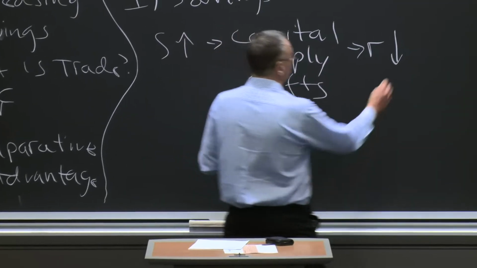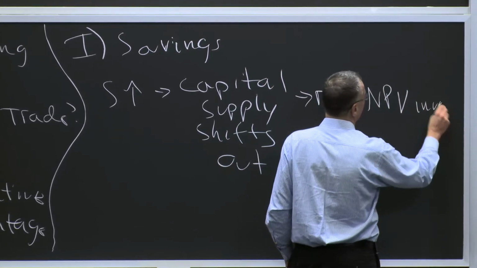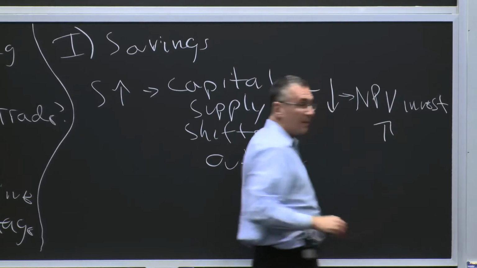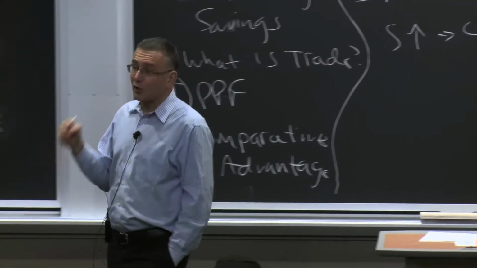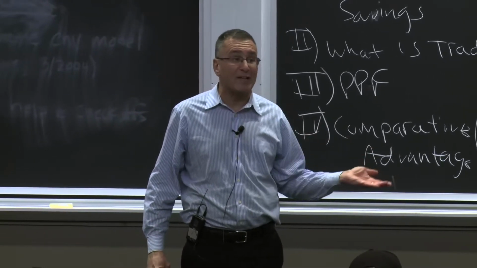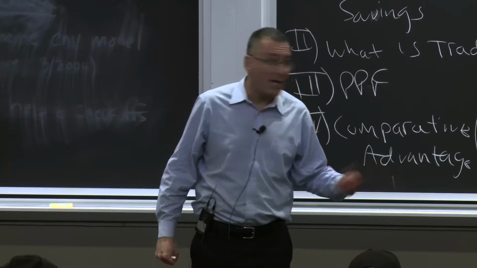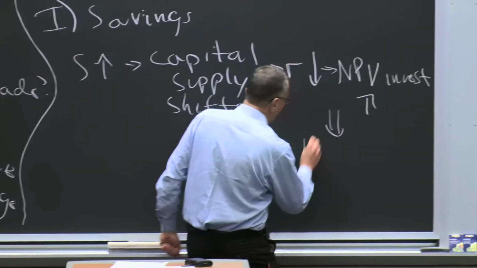If the interest rate goes down, that means the NPV of investment goes up, because remember, the net present value of investments is a negative function of the interest rate. The lower the interest rate, the more firms will say, I might as well buy a new machine, because the bank's not paying me anything. That means that NPV of investment goes up, which means investment goes up.